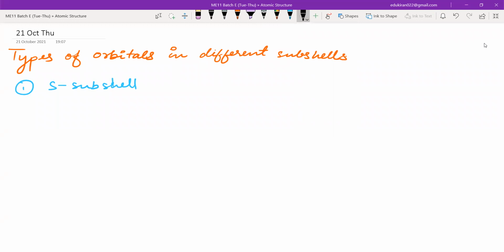Now in the s subshell, Shoaib, you will tell me what is the azimuthal quantum number for the s subshell? What is the value of l? 0. Yeah, very good. Now, if l is 0, m will be equal to minus l to plus l, and this will also give me just 0. So m is equal to 0. That means m has only one value.